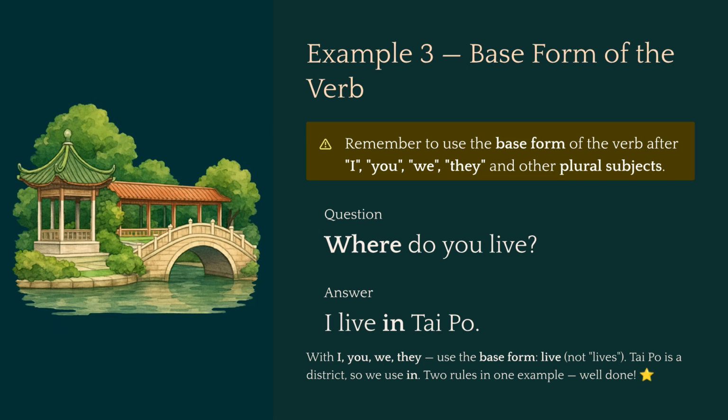Example 3. Base form of the verb. Remember, after I, you, we, and they, we use the base form of the verb. Question: where do you live? Answer: I live in Taipo. We say live, not lives. Taipo is an area, so we use in.